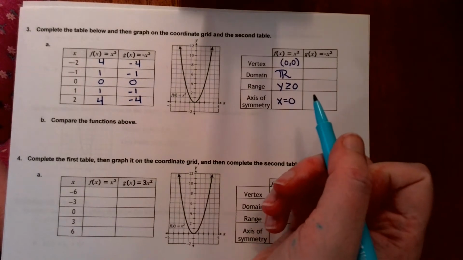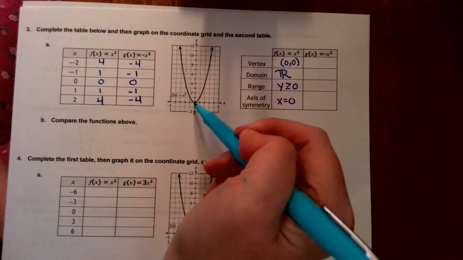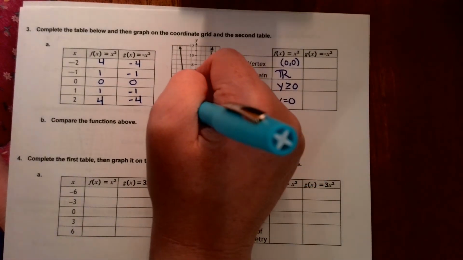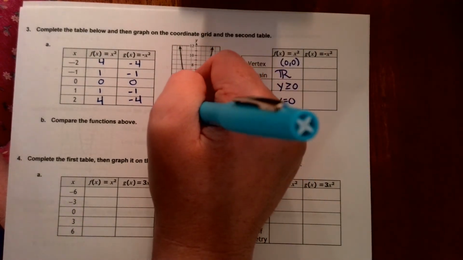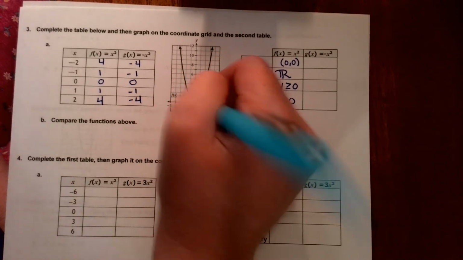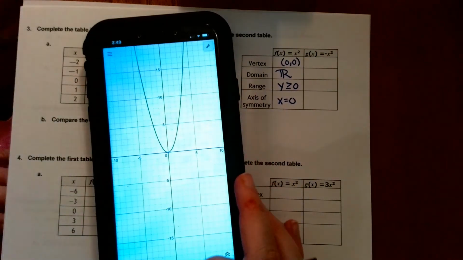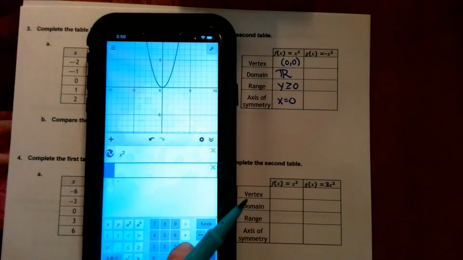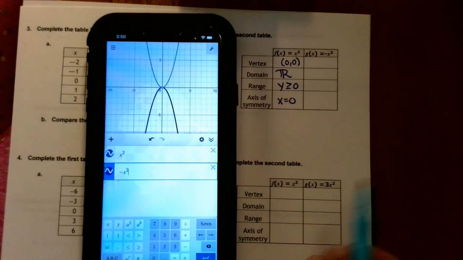So when we graph it, we have a point at 0, 0 again. We also have a point at -1, -1, and at 1, -1. And that's all we can fit on this coordinate grid. However, if you wanted to, let's do it on Desmos. And there we go. This is what it would look like.